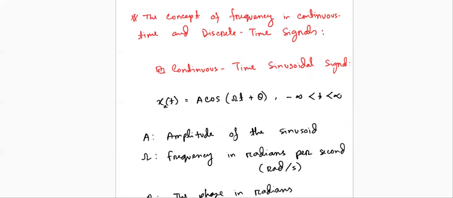This is the concept of frequency in continuous time first, and then for discrete time signals. I believe that you have full control of the continuous time domain. However, I would like to express it here again so that you can make a comparison between the continuous time and the discrete time domain.